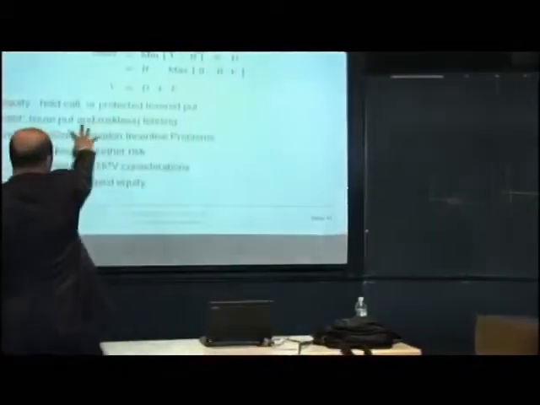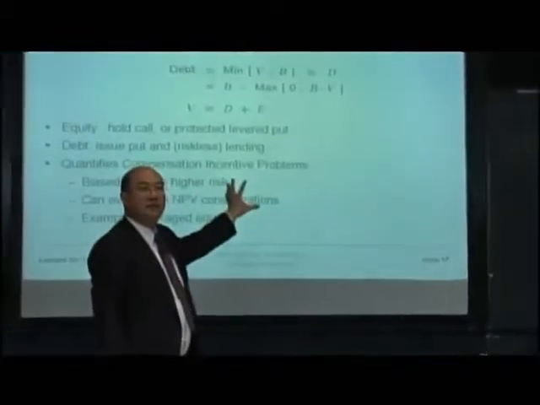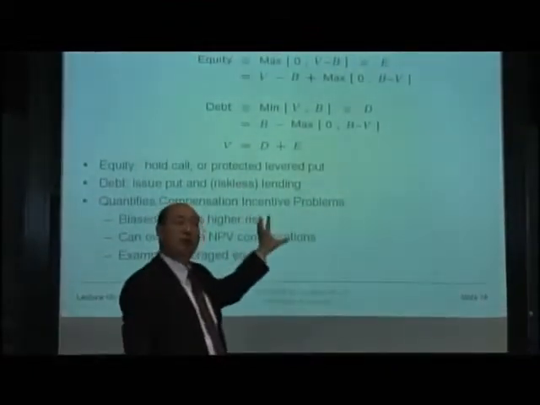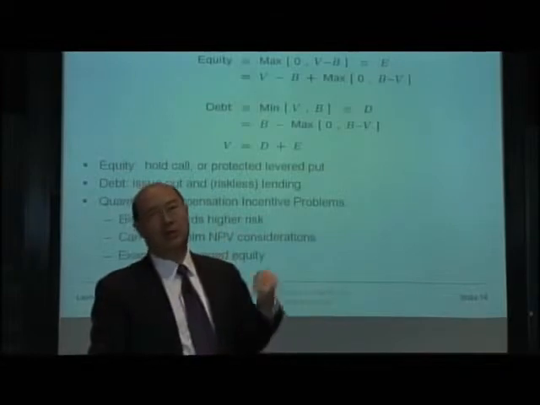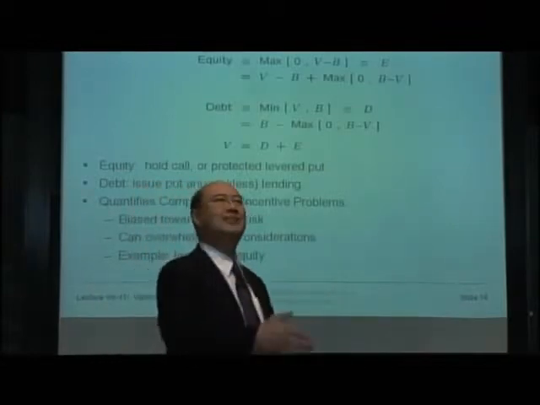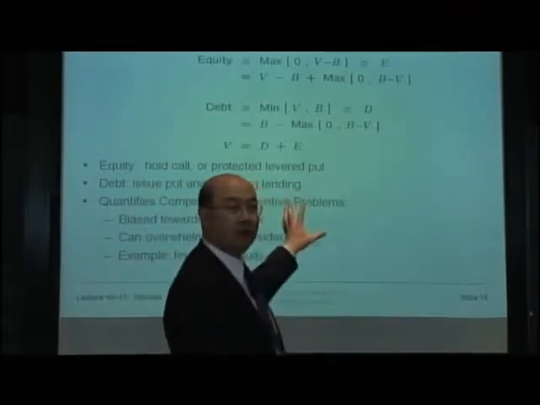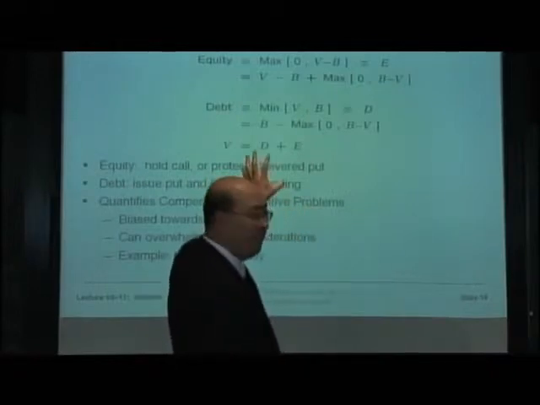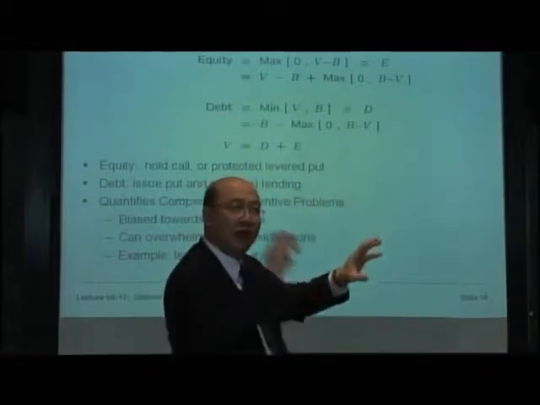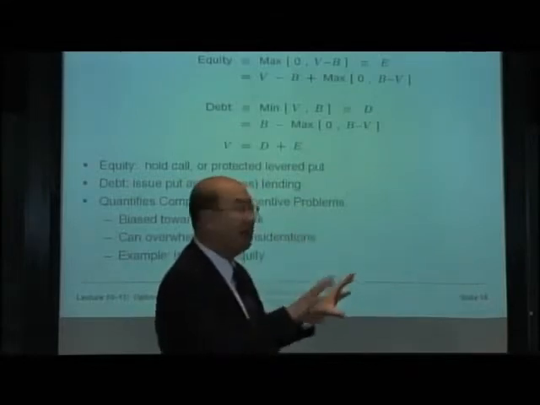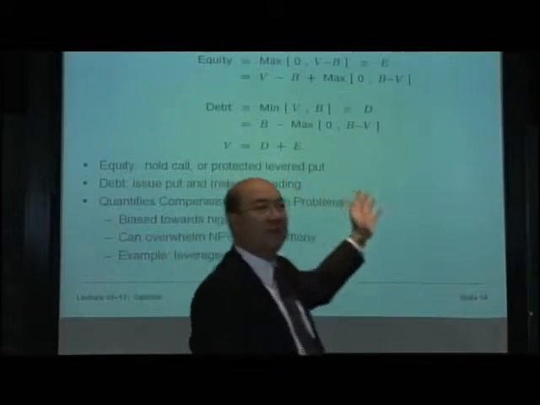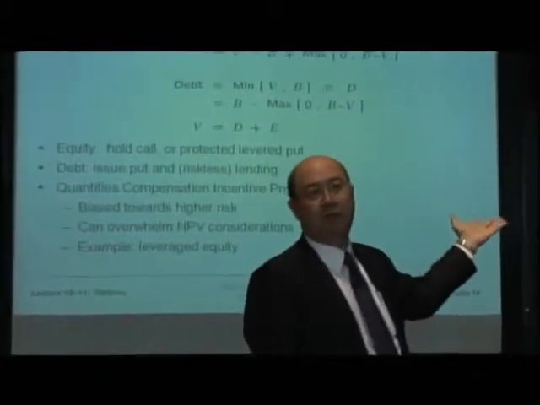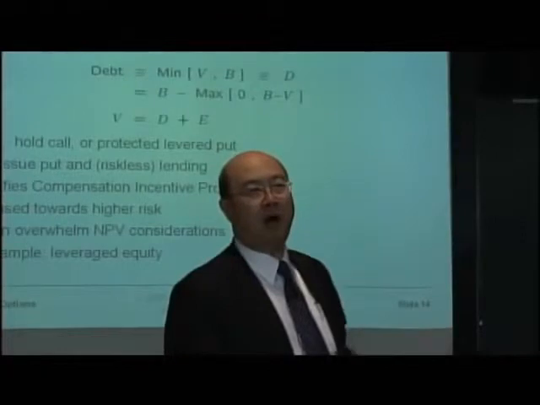Okay? And the bondholders look like they have a put option. They've shorted a put on the firm, but that's leveraged with a certain amount of debt. It's a protected levered put is the way that people usually put it. So the debt is the minimum of V or B. You either get the assets or you get what you owed, whichever is smaller. And you can show that that's equivalent to B minus max of 0, B minus V. That looks like a short put position mixed in with some borrowing.